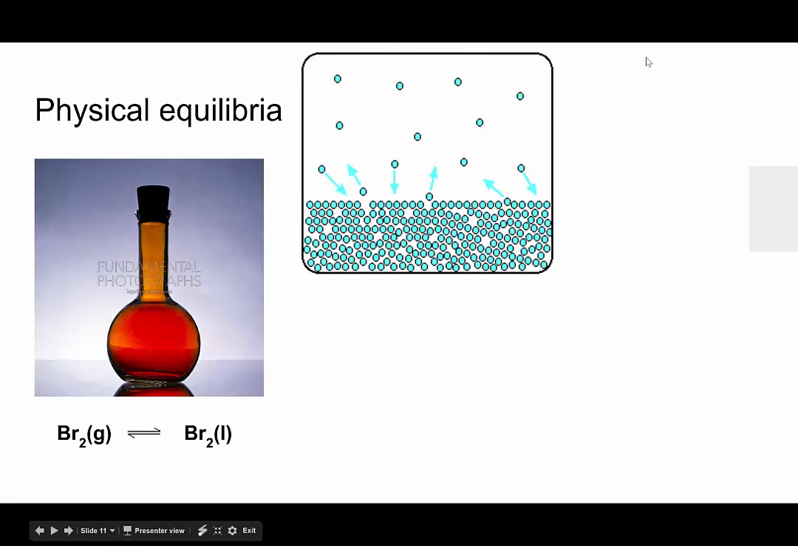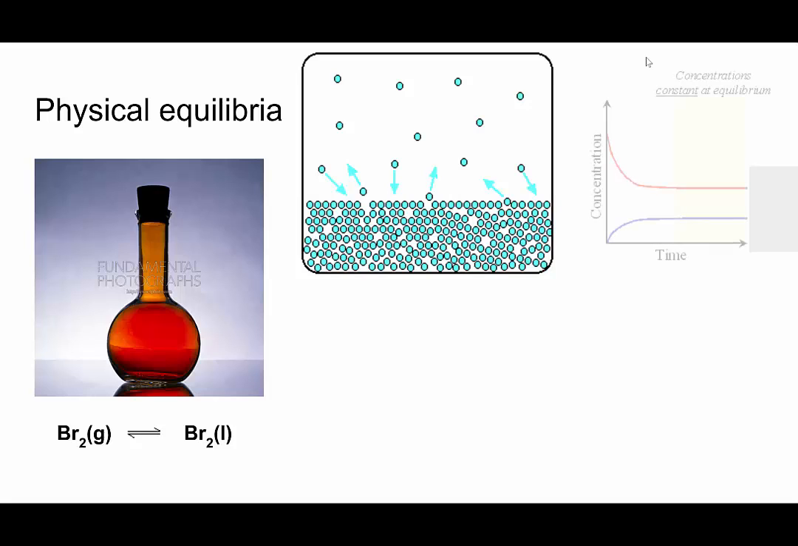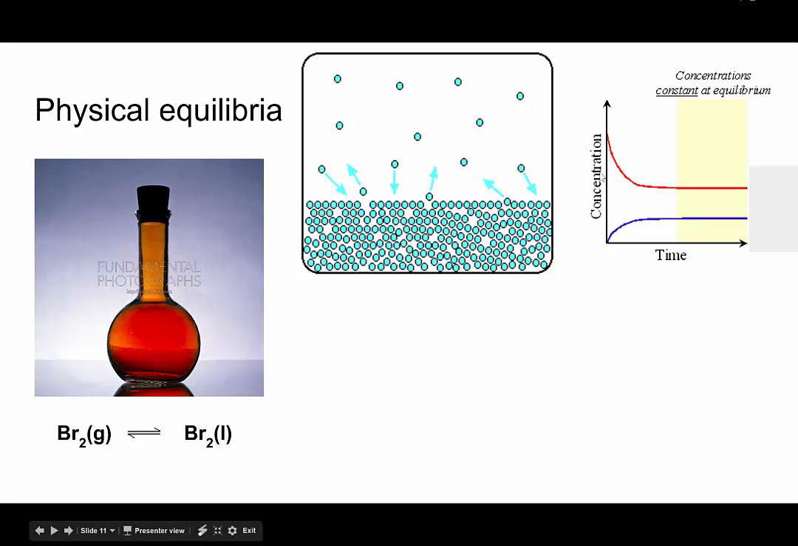Now, apply what we have learned before. Let's draw a graph of the concentration of the bromine gas and the concentration of the bromine liquid. Let's see what it looks like. The concentration graph will look like this, and the red line will represent the concentration change of my bromine liquid, whereas the blue line will represent the concentration change of my bromine gas.